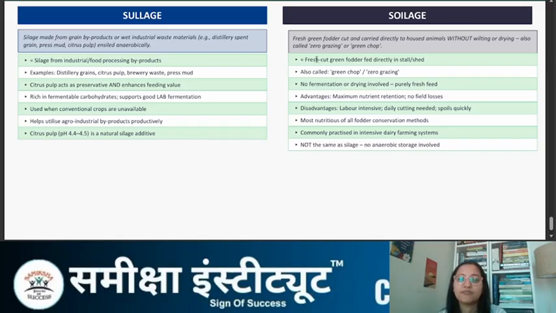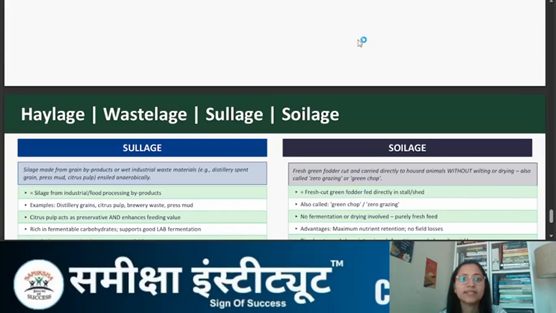Then soilage: fresh cut green fodder fed directly to the stall or shed without grazing, also known as green chop or zero grazing. Basically, there is no fermentation in the case of soilage. It is not fermented. It is not a kind of silage. So this was all about today's class.